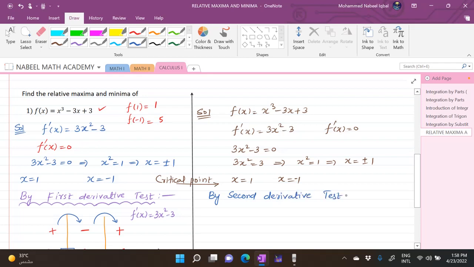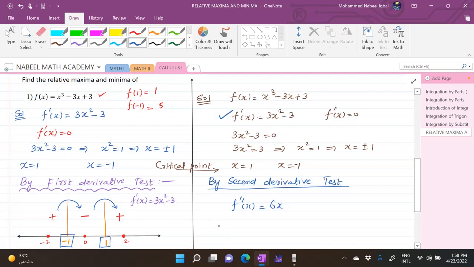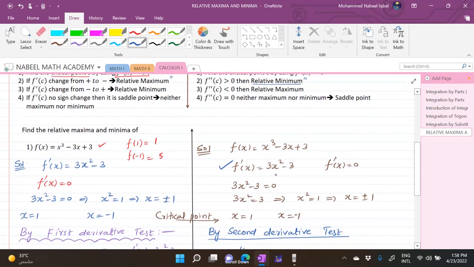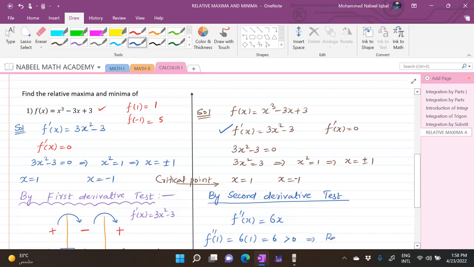How will you calculate f double prime? Differentiate this part. When you differentiate this one, you will get 6x, and minus 3 becomes 0. I have to substitute the value f double prime of 1. When I substitute 1, the value will be 6. It is more than 0. More than 0 means, as per the conclusion in the result, it is a relative minimum.